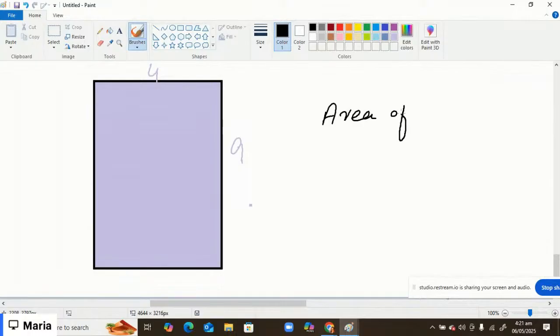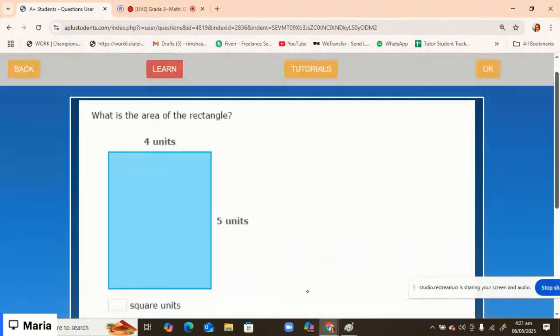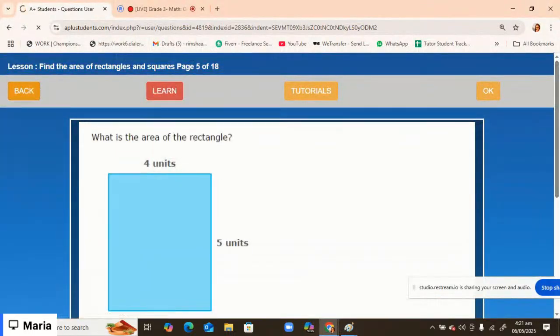So area of rectangle. We are going to just multiply 9 times 4. So 9 times 4 is 36. So this is total 36. Okay, so this is the way that we find it out, by just multiplying two numbers with each other. So in this way you basically know about the tables and all that. 1 to 9 table, 2 to 9 tables. Okay.